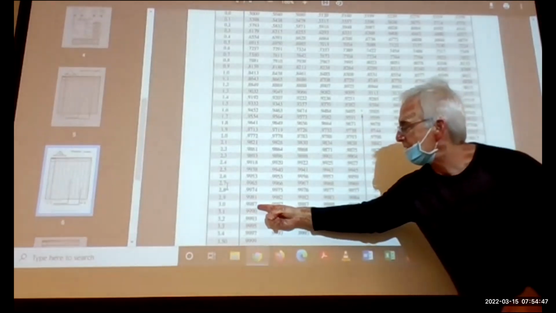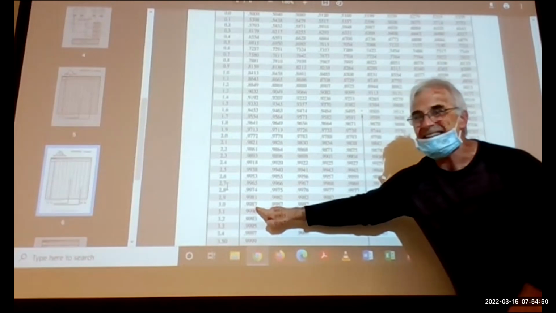Right here, 3.00, 0.9987. The probability is 0.9987 to the left. Would you say that accounts for almost every possible value? 99.87% of the values? Yeah. It'd be absurd to be much higher than that. Wow. Okay.